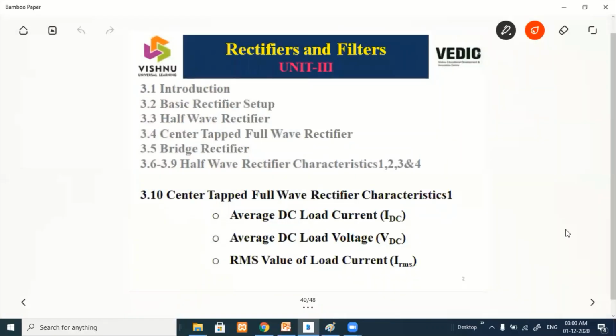In unit number 3, rectifiers and filters, we already discussed introduction, basic rectifier setup, half-wave rectifier, center tapped full wave rectifier, bridge rectifier, and half-wave rectifier characteristics. In this video, I am trying to derive the characteristics of center tapped full wave rectifier, such as average DC load current IDC, average DC load voltage VDC, RMS value of load current IRMS.